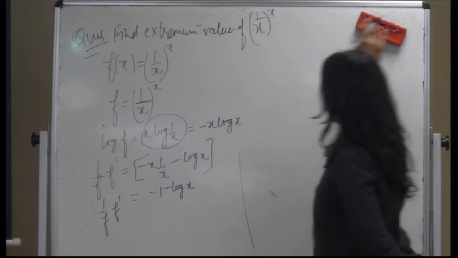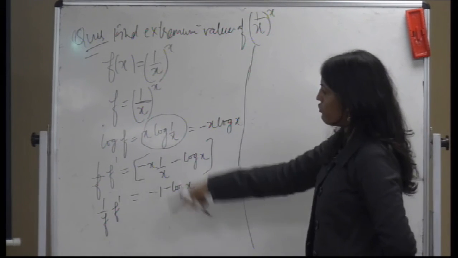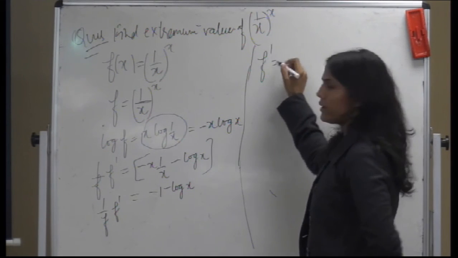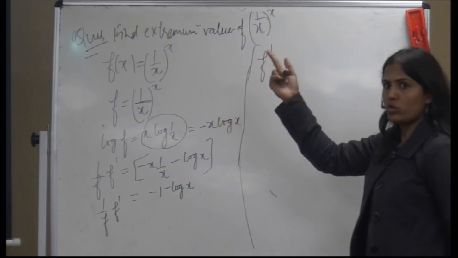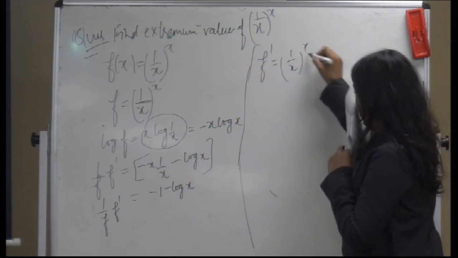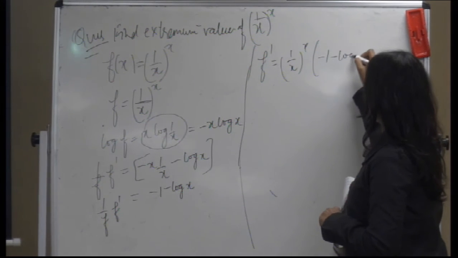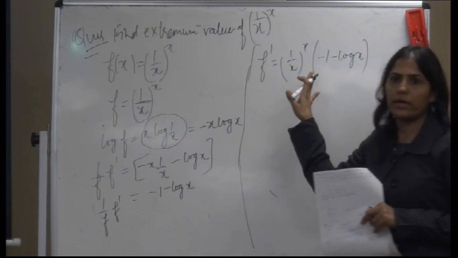Now how am I writing it? Because I want critical points now. So 1 upon f dash, I keep it here, f dash. F will go to that side, and f is... minus 1. I can take out common also. Is this fine till here?